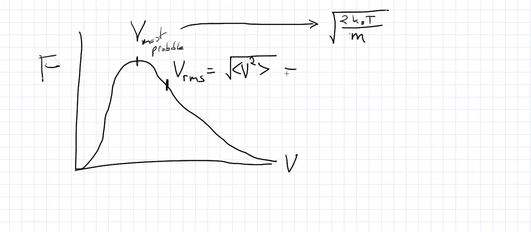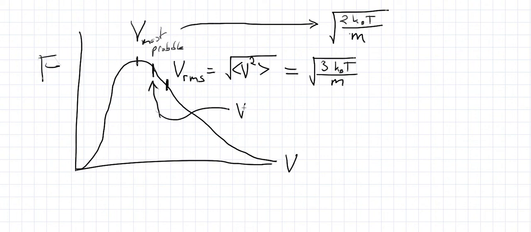On the other hand, the RMS speed is going to be the square root of 3kT over the mass of the molecule. Somewhere between there is the average speed, the average, and that's equal to the square root of 8kT over pi times the mass.